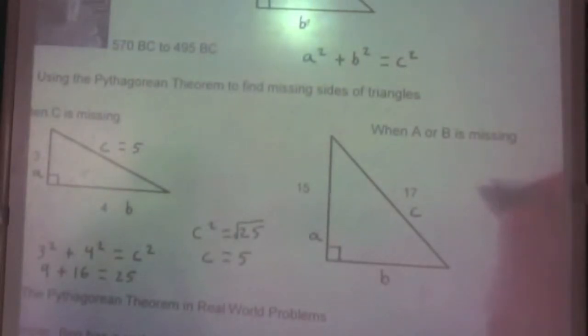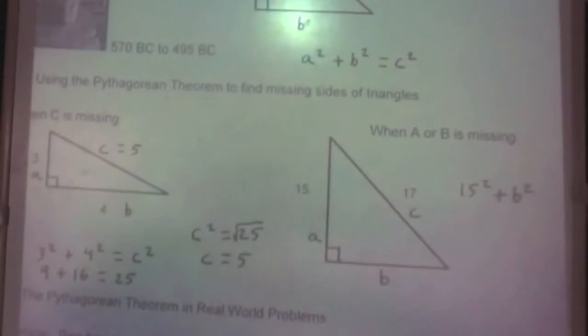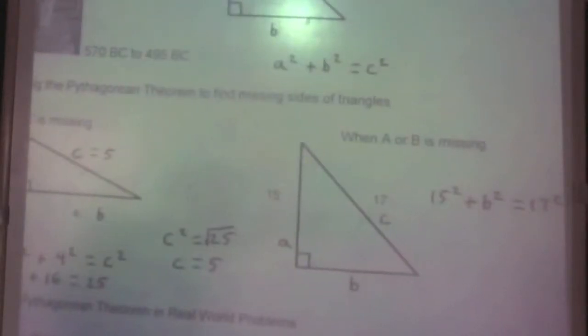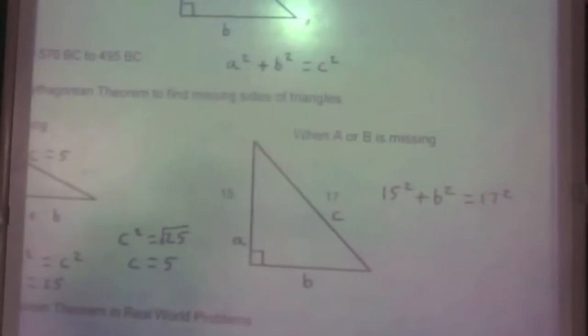So I have 15 to the power of 2 plus b to the power of 2, because I don't know what b is, so I got to leave b just like that. And that will equal 17 to the power of 2. Okay, there we go. Now you guys can see it. All right, so that's what we have.